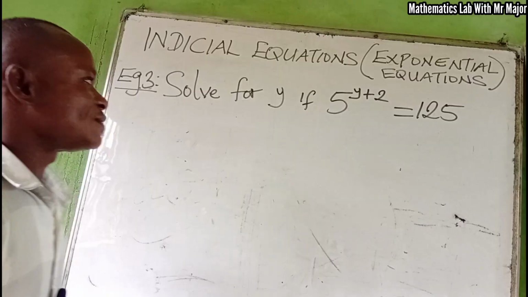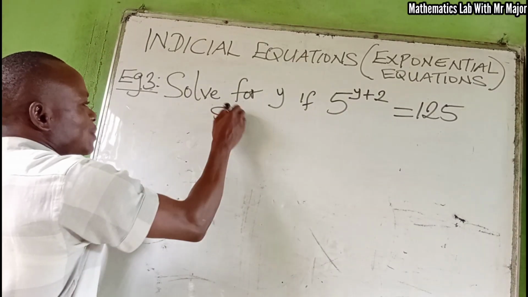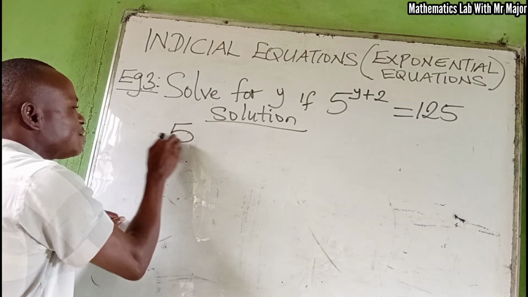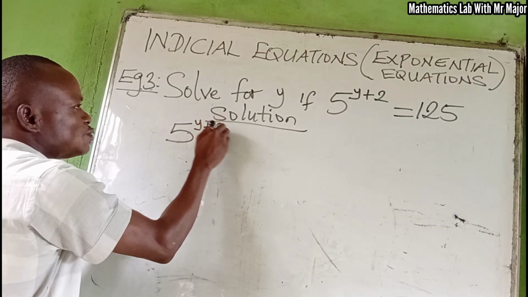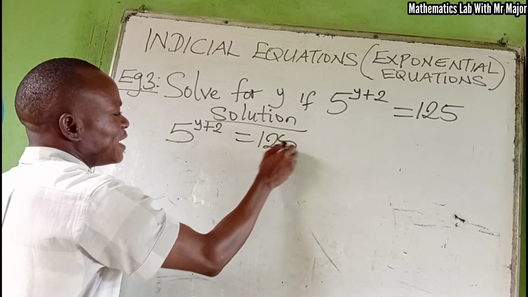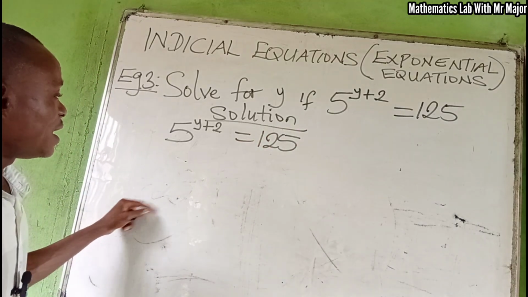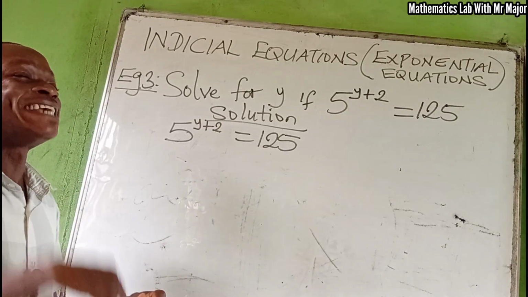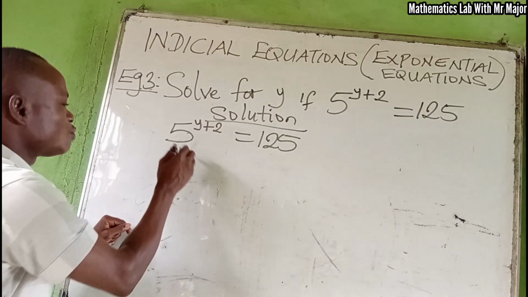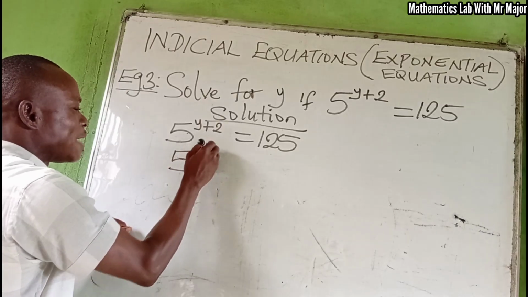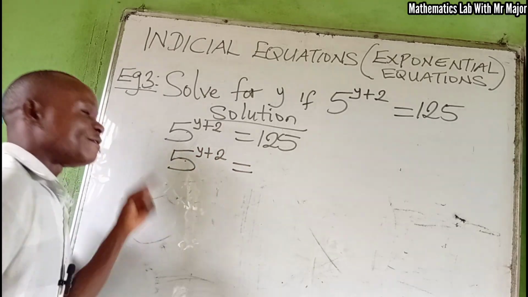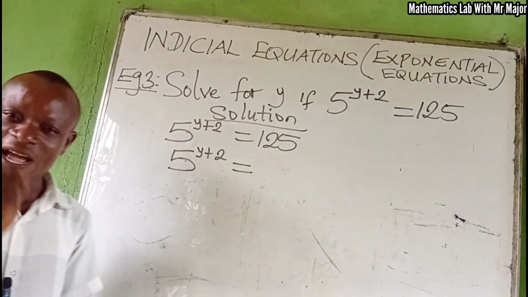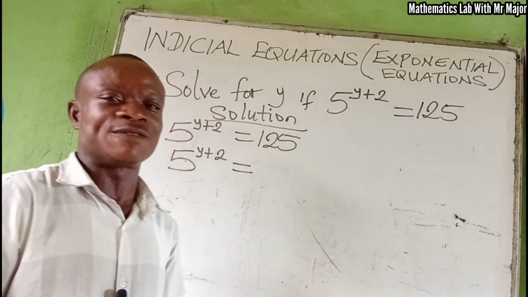Okay, now let us look at question number 3. The question on the board says we should solve for y if 5 raised to the power of y plus 2 equals 125. Again, the base here is 5, the base here is 125. So we write 125 in terms of 5. So that will be 5 raised to the power of y plus 2 equal to 5 raised to the power... 5 raised to the power 1 is 5, 5 raised to the power 2 is 25, 5 raised to the power 3 will give us 125.